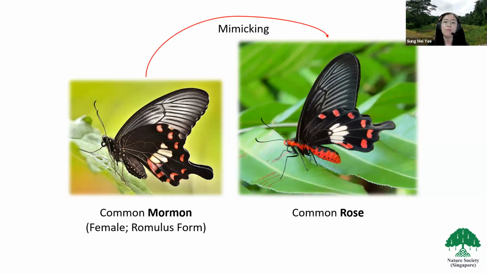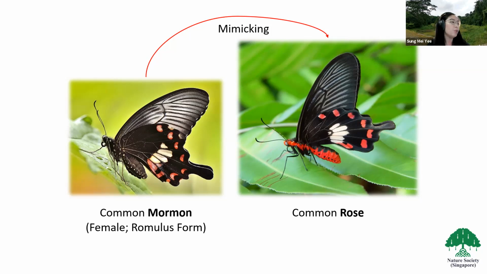Why is it mimicking the common rose? That is because the common rose is actually a poisonous butterfly. Their predators, the birds, know to not eat the common rose because they don't want to be poisoned. So through evolution, the common Mormon has come to look similar to the common rose so as to avoid predation. Butterflies can avoid predation by having eye spots to confuse predators, making them think they are big, or they can mimic another species which is poisonous, like what the common Mormon is doing.